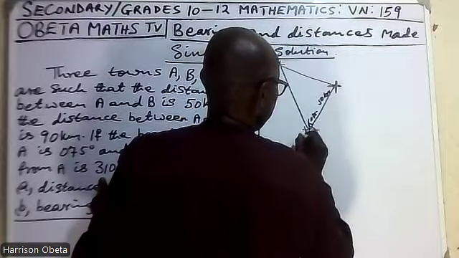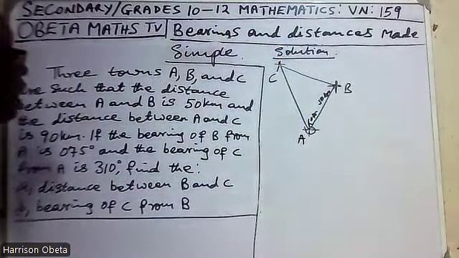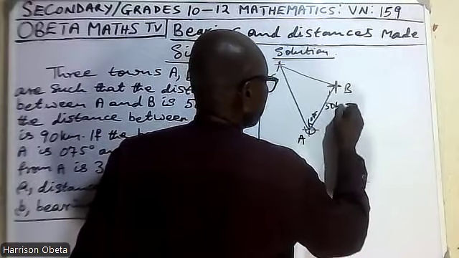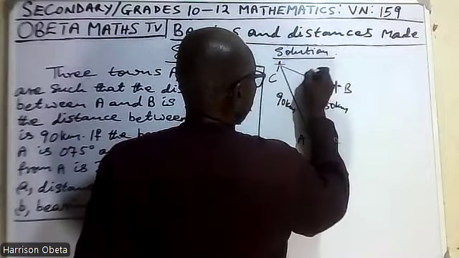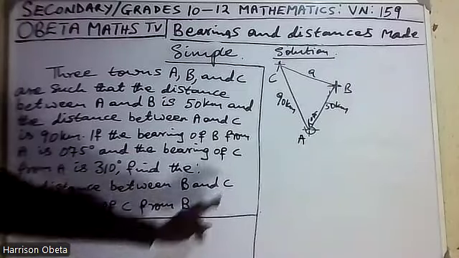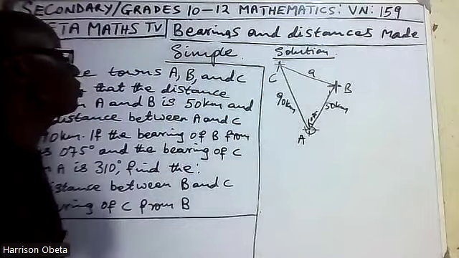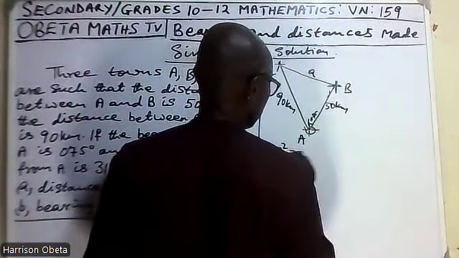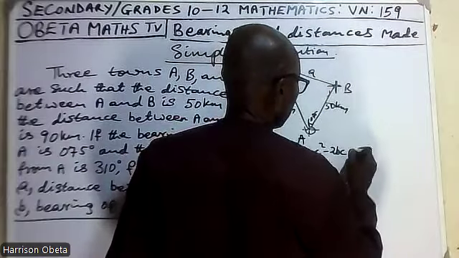So this is our A, B, and C. Now, we indicate properly. This should be 50 kilometers. This is 90. And then this is our small a. So the first question says, find the distance between B and C. That is, we are looking for small a. We use the cosine rule. We know that a squared from cosine rule is equal to b squared plus c squared minus 2bc cos A.